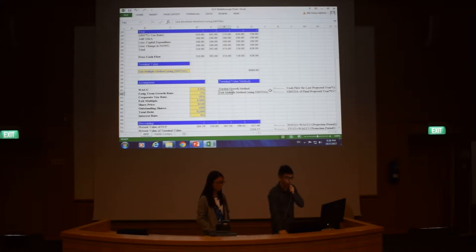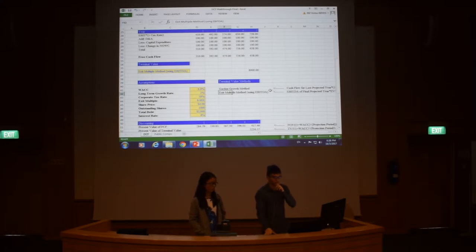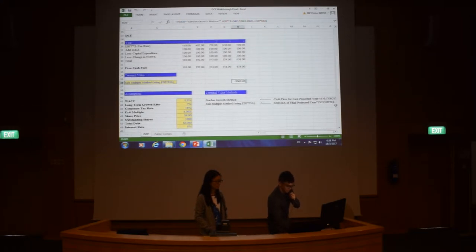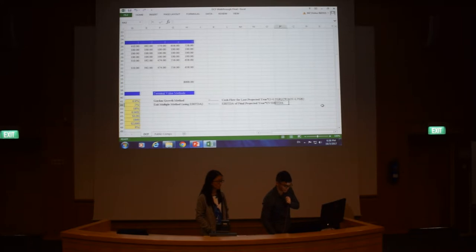Whereas for the exit multiple method, you're just simply using a multiple such as EV over EBITDA, and then you times it by the EBITDA of the final projected year to get your terminal value. So over here, the formulas are this. For the exit multiple method, it's just simply... Okay, it's a bit complicated. I can show it to you here. Yeah, here. For the exit multiple method, it's just the EBITDA of the final projected year times the multiple, which in this case is EV over EBITDA.